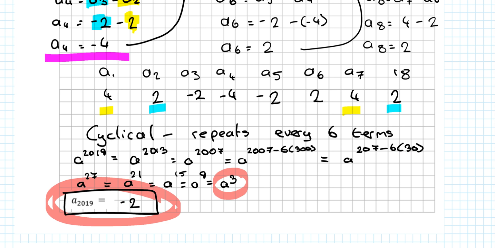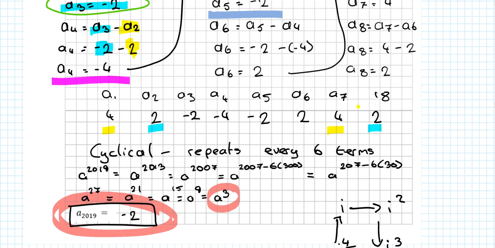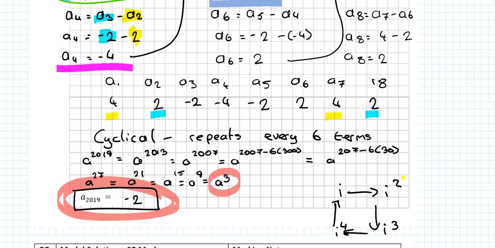The reason I say this is similar to complex numbers is because with complex numbers, we know that's cyclical as well. If we're multiplying by i, you're multiplying by i, it repeats every 4. So it is a cyclical sequence or pattern there as well.